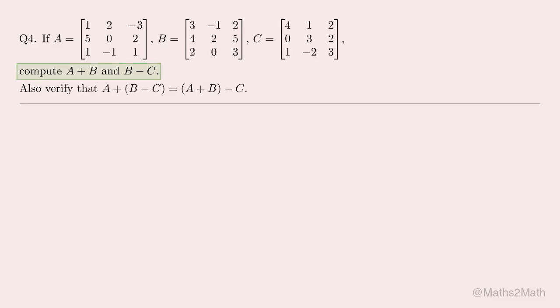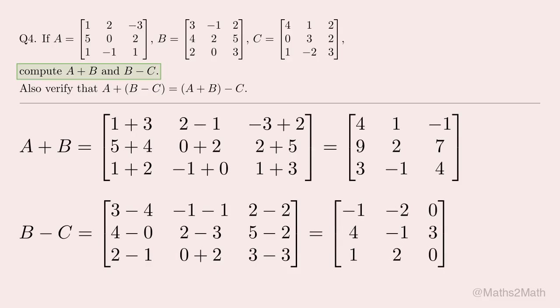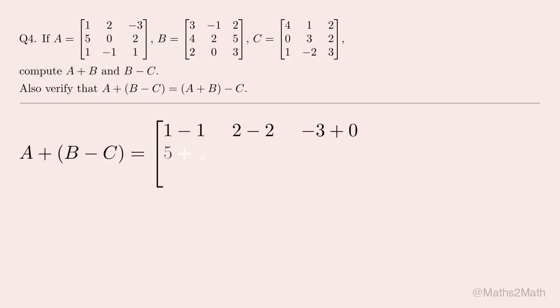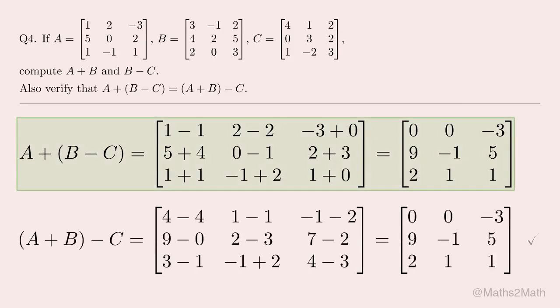Question 4. 2 computations, then a verification of associativity of addition with a subtraction mixed in. Both sides of the verification should land on the same matrix. A plus B entry-wise. B minus C entry-wise. Left side of the check, A plus the difference. Right side, the sum minus C, the same matrix, verifying the identity.